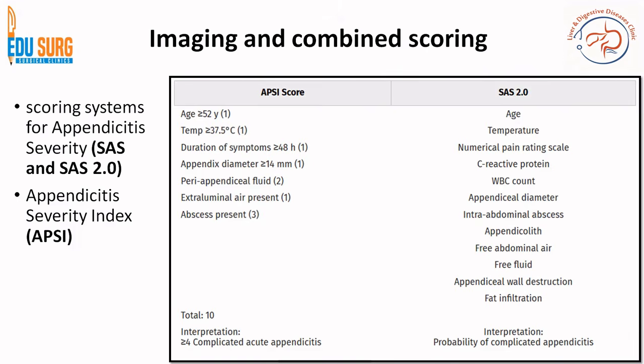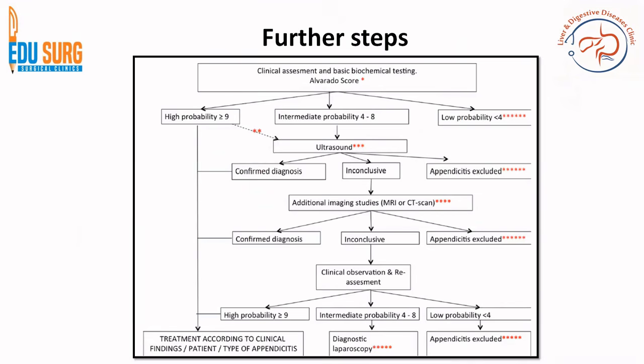Imaging features that they include are appendix diameter, duration of symptoms, periappendiceal fluid, extraluminal air, and abscess. Some other imaging findings included in SAS 2.0 are the presence or absence of appendicolith, wall destruction, and fat infiltration. Both of them basically give you the probability of complicated acute appendicitis.